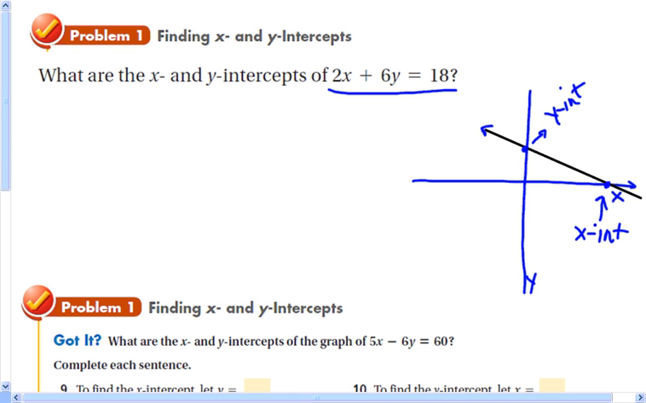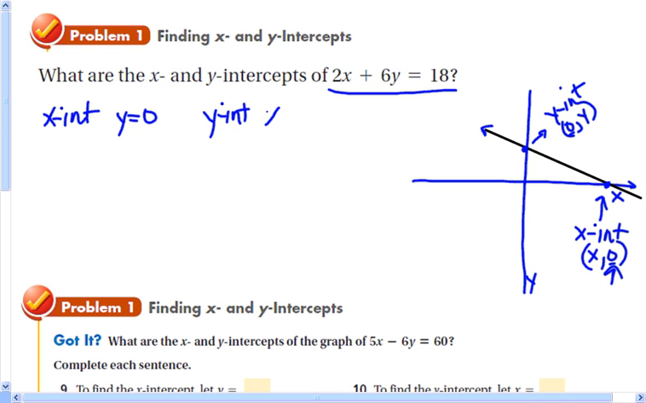Now, one thing we know about the y-intercept is it's a point where the value of x is 0, and then there's some y value. And the x-intercept is a point where the value of y is 0, and there's some x value. So we know that part of those points is the number 0, depending on which intercept you're talking about. So when I want to find the x-intercept, I want y to be 0. And when I find the y-intercept, I want x to be 0.